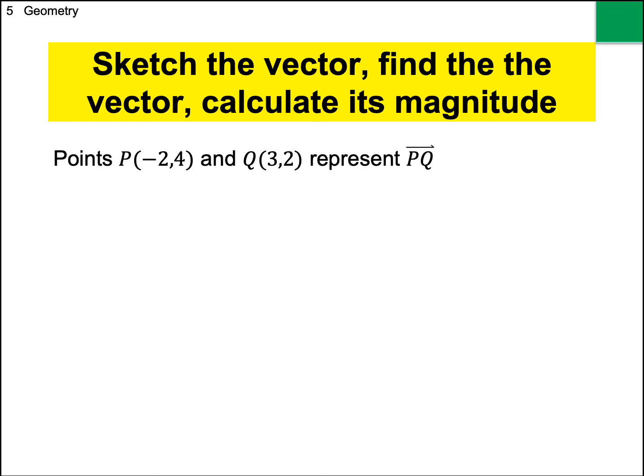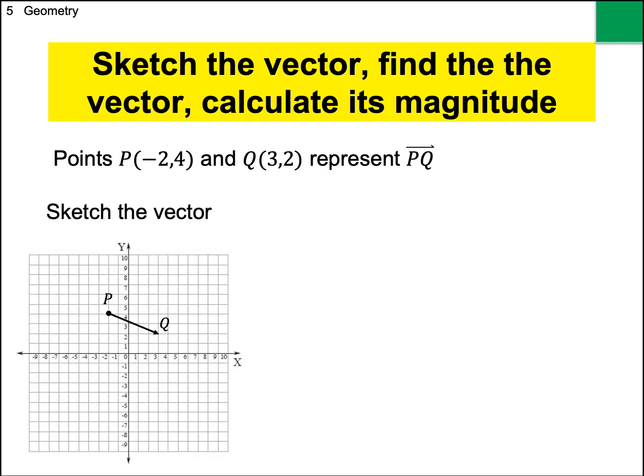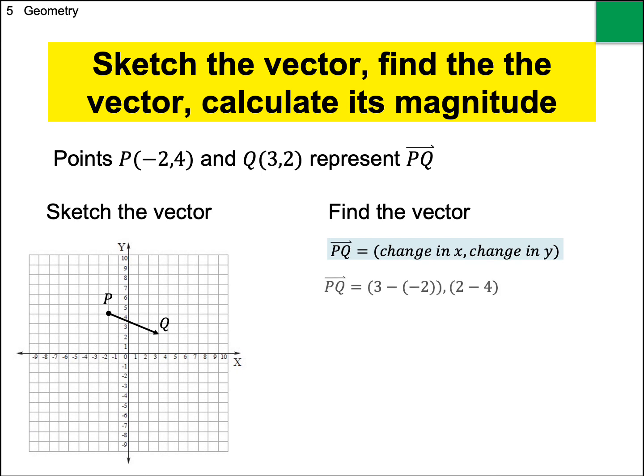How'd you do? All right, so the sketch, that was pretty basic. So -2, 4 to 3, 2. Now find the vector, in other words, the direction of the vector. Remember, that's the change in x, comma, change in y. So the change in x is 3 minus -2, comma, change in y, 2 minus 4. So 3 minus -2 is 5, and 2 minus 4 is -2. So we get 5, -2.